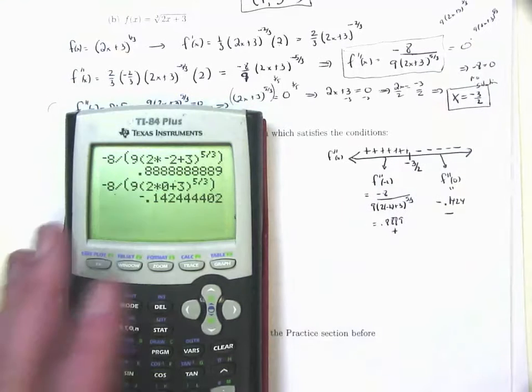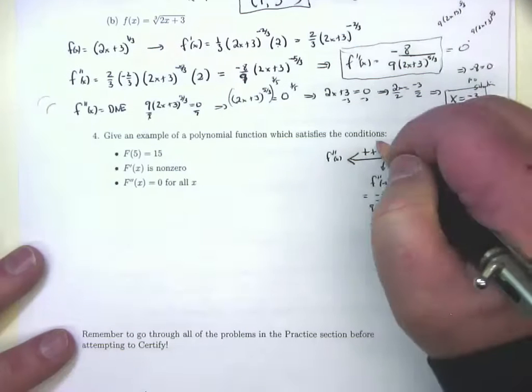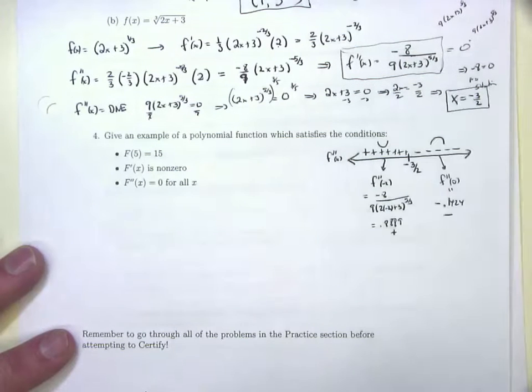But this is where most students are going to screw this up. They've been automatically programmed: I'm going to increase here, decrease here. No. This is the second derivative. What does this tell me? Not about increase and decrease. It tells me about concavity. So I am concave up here, and I'm concave down here.